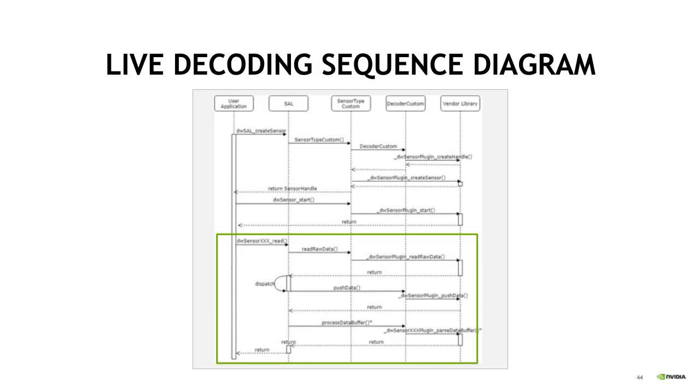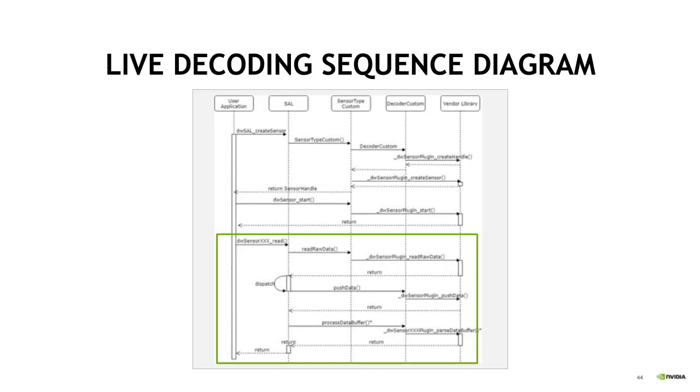Once we get enough data to decode, we call process data buffer in SAL, which calls the corresponding function in the plugin. This decodes the raw payload into, say, a point cloud or radar detection, and then it gets returned to the SAL, and from the SAL to the application.